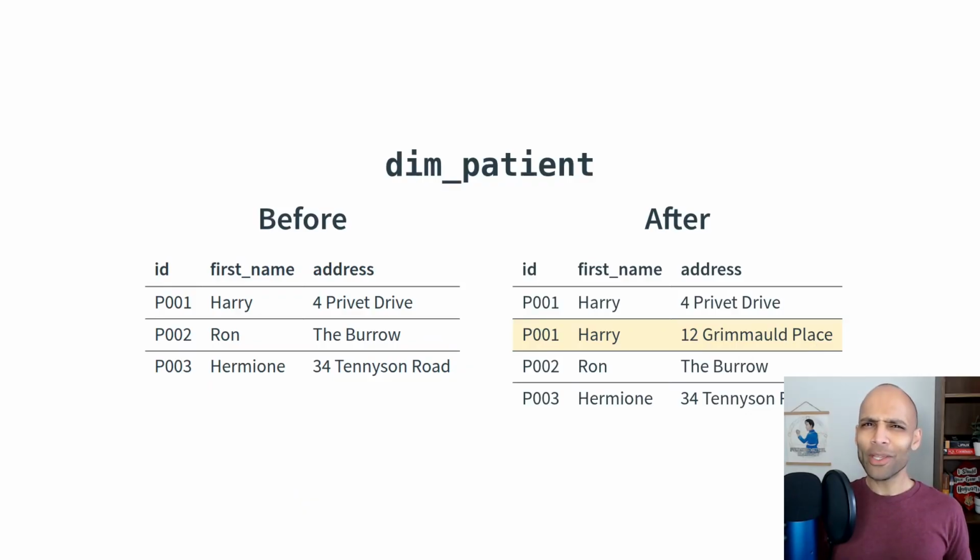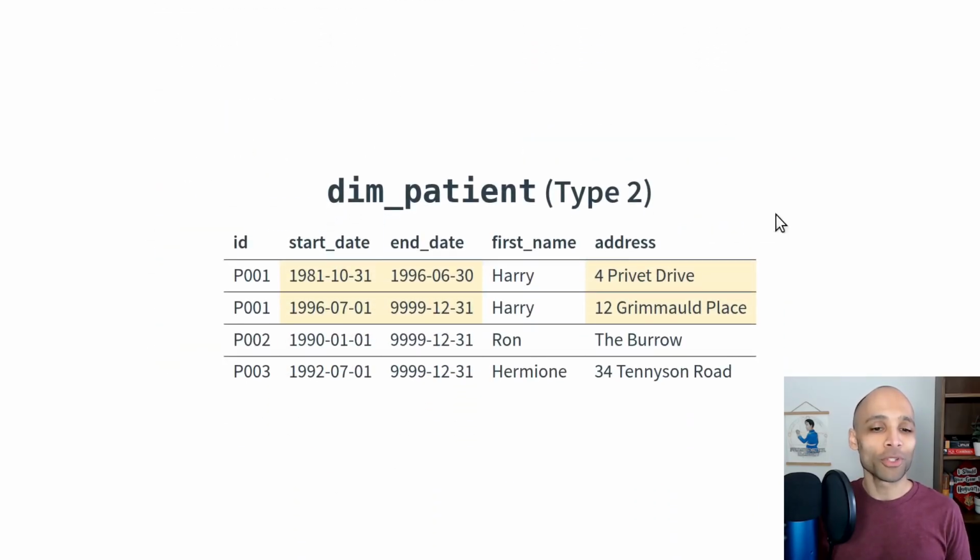Great, but now we have 2 records for Harry in this dimension table, and when it's time to join the dimension table to a fact table, it's unclear which of these records we should use. That's why Type 2 tables have helper columns to tell us when each version of the record is active. For example, the start date and end date columns outline the window of time when each record is active.